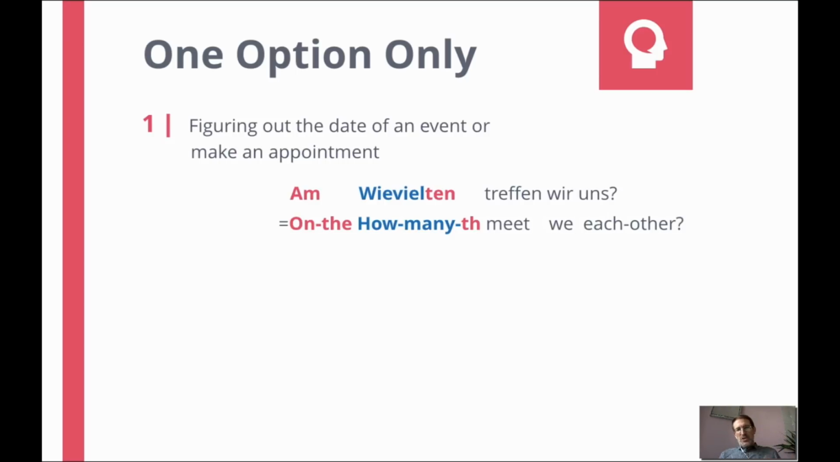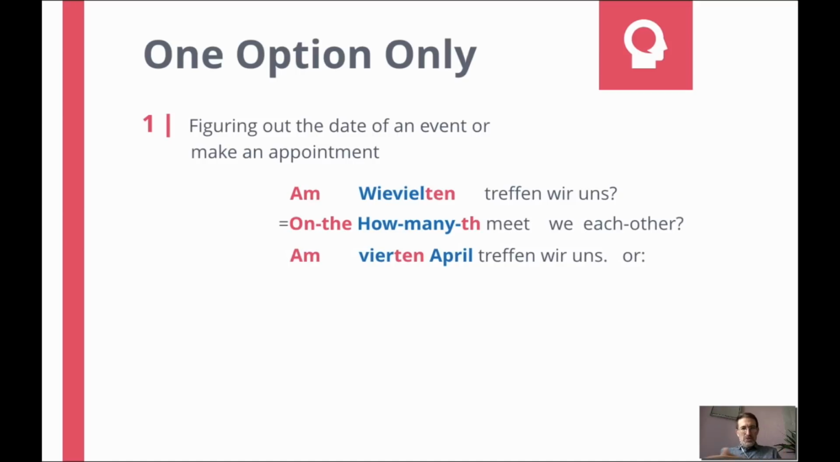So you have a typical question with a W, wie viel, how many, but you add the signals of the date to it, the am and the ten. The answer, as you can see, follows the pattern. The question word is replaced with the answer, the 4th of April, while we maintain the am and the ten. So the answer is am 4. April treffen wir uns.